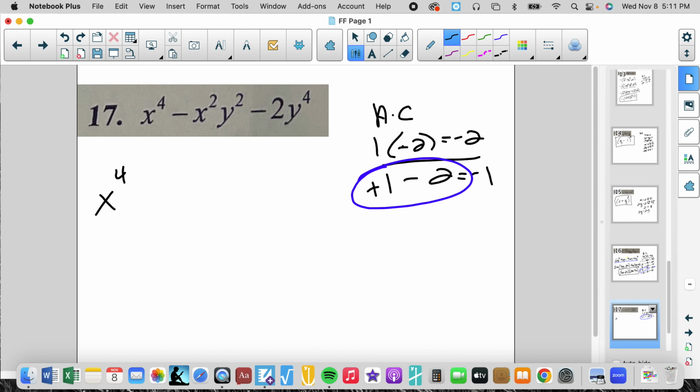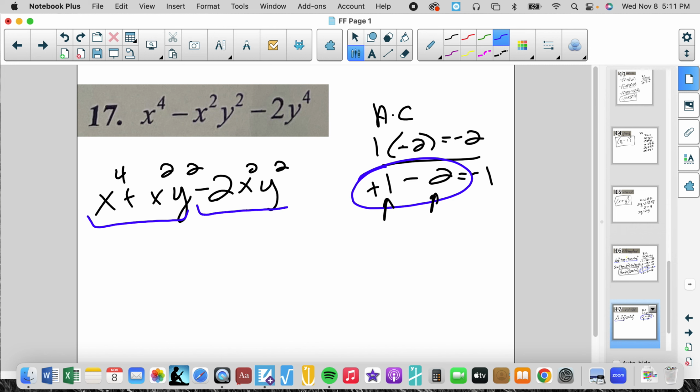So x to the 4th plus x squared y squared minus 2x squared y squared. The 1 and the negative 2 came from these two numbers. Guess I should have told you that a little bit earlier. That's plus x squared. Good. Now we're going to factor by grouping. Let's group these. Sorry. Minus 2y to the fourth. And let's group these two.